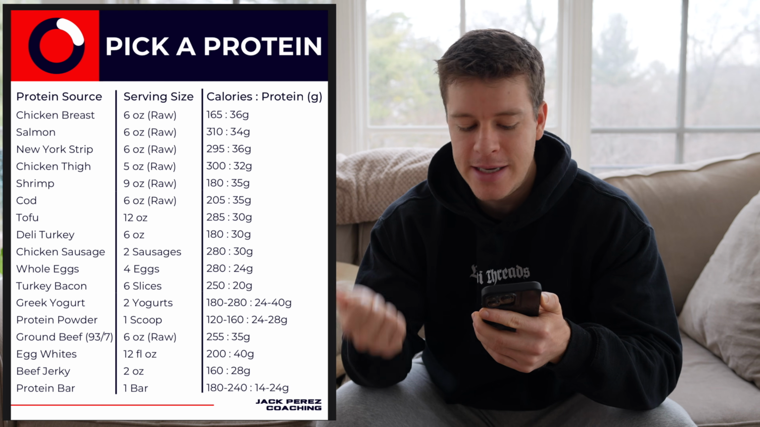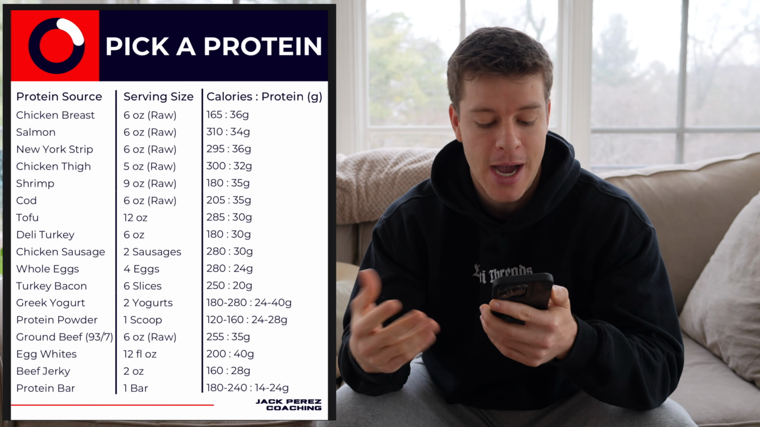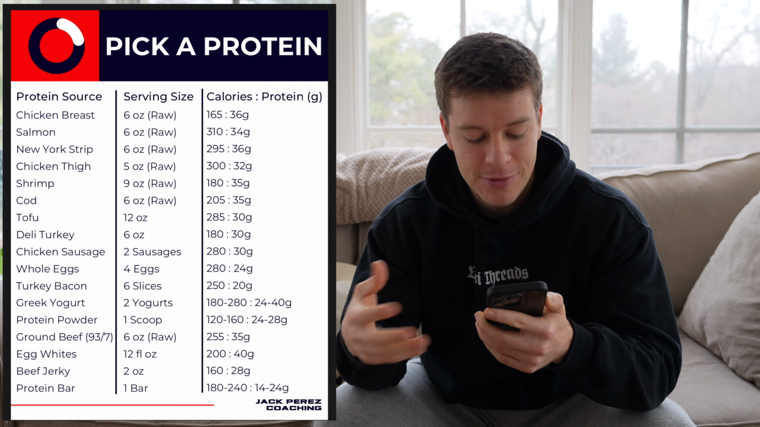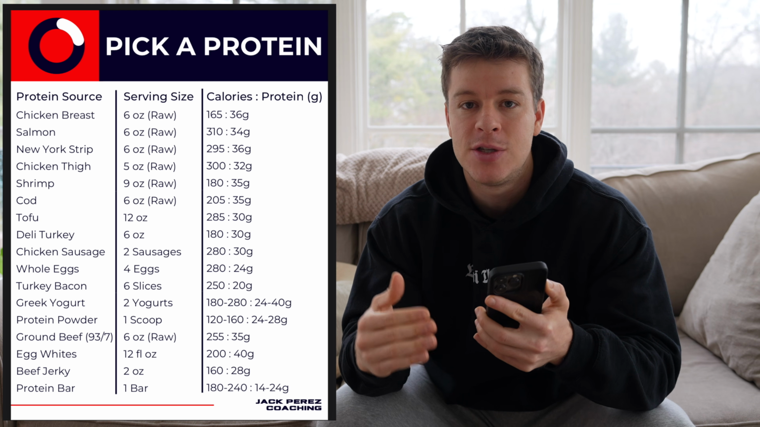And there are other things like deli turkey, chicken sausage, whole eggs, turkey bacon, Greek yogurts, protein powders, ground beef, ground turkey, ground chicken. There are so many options out there, but basically you're going to want to pick a protein source and have one of those per meal. Then I would recommend making a meal out of it. So if you pick a protein source, we'll go into this in my example. Let's say you pick ground turkey.